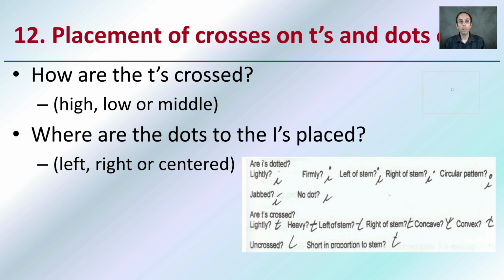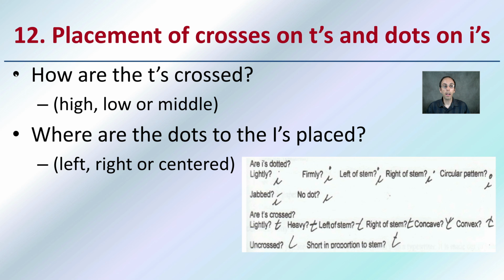Placement of the crosses on the T's and dots on the I's. It's as simple as it states here. How are the T's crossed? Are they in the high or the middle or in the low portion of the T? How are the dots of the I's placed? Are they left, right? Are they centered? All things to be kind of considered here. We could see some extreme examples here.